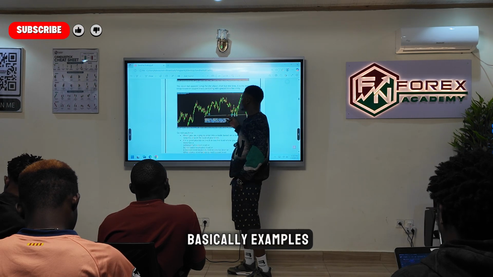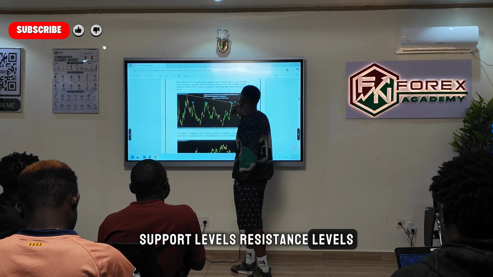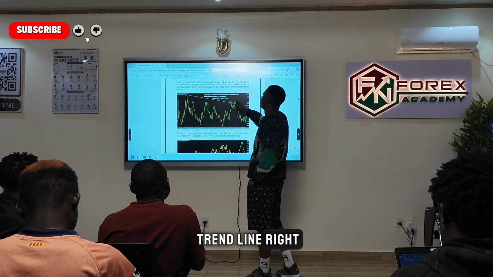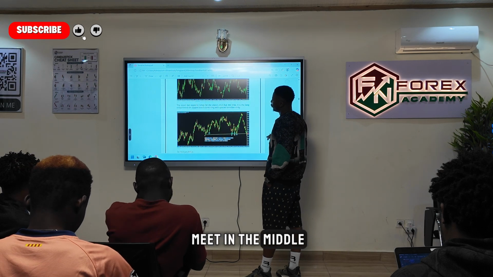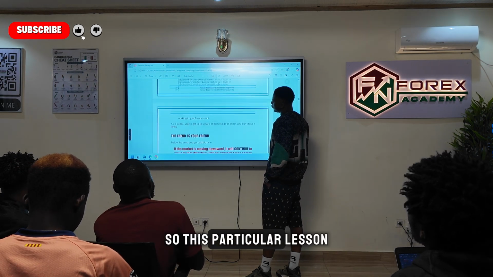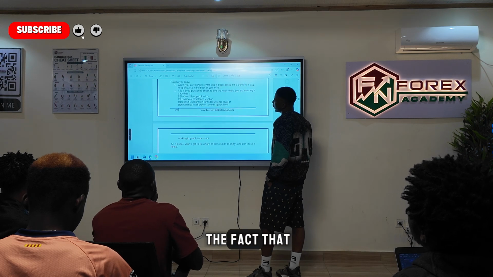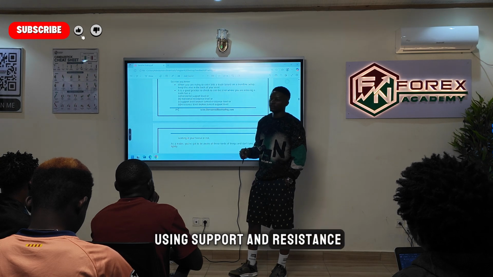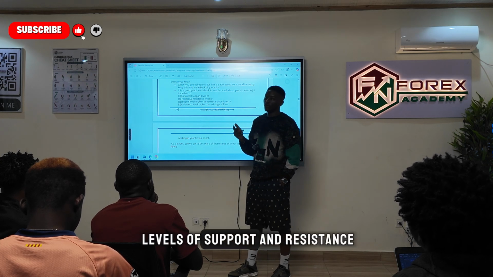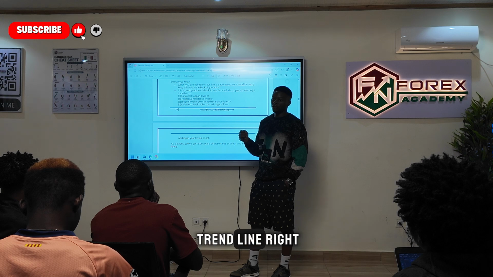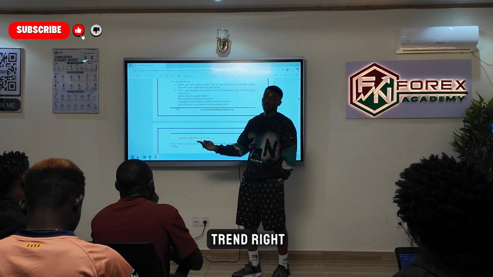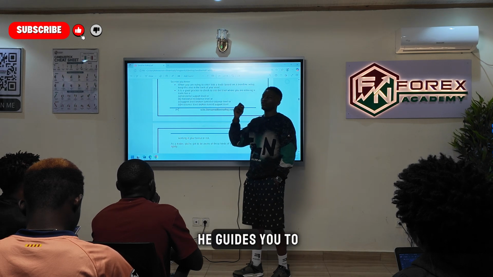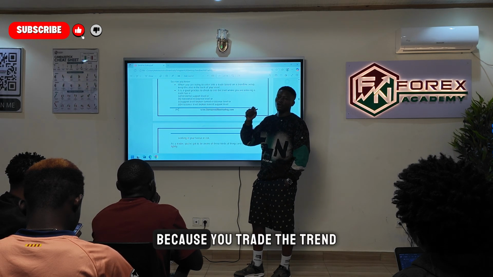So these are just basically examples: support levels, resistance levels. We have our resistance level here, then we have our trend line, right? So they come and meet in the middle, right there. This particular lesson is just for you to be aware that you should always draw your trend line, even if you are using support and resistance. Always draw your key levels of support and resistance if you are using trend line, right? So it guides you to trade with the trend. It guides you to avoid some short-term sells, or to avoid pullbacks, because you trade the trend.